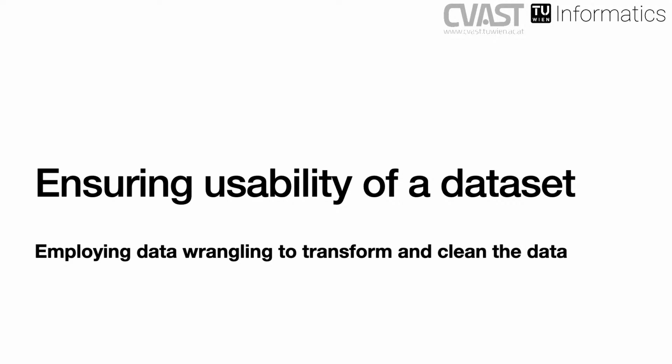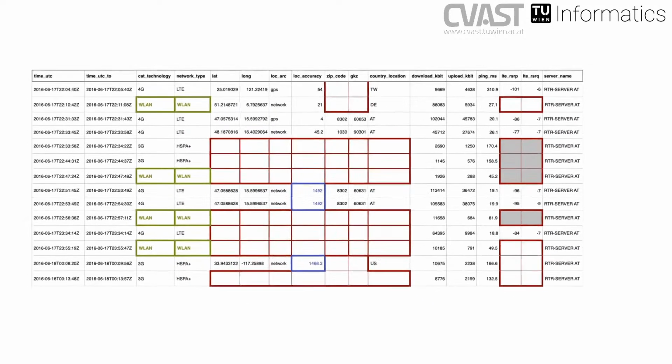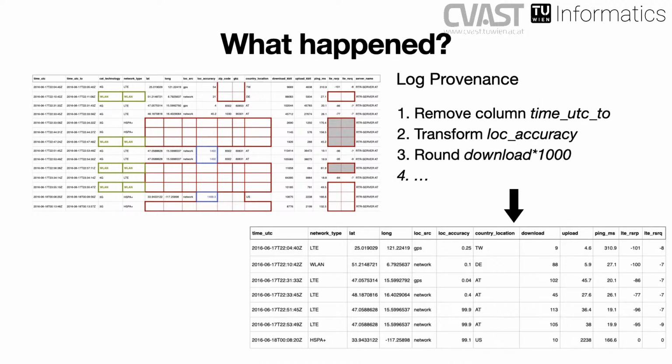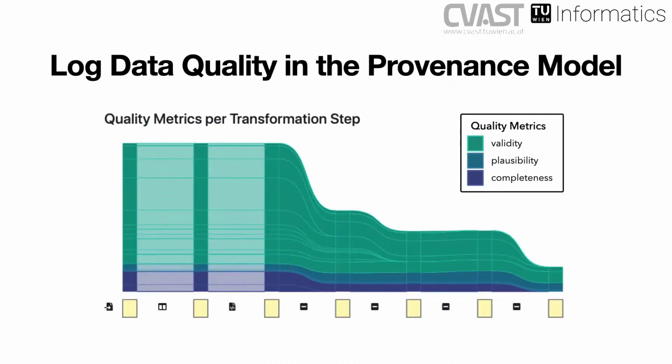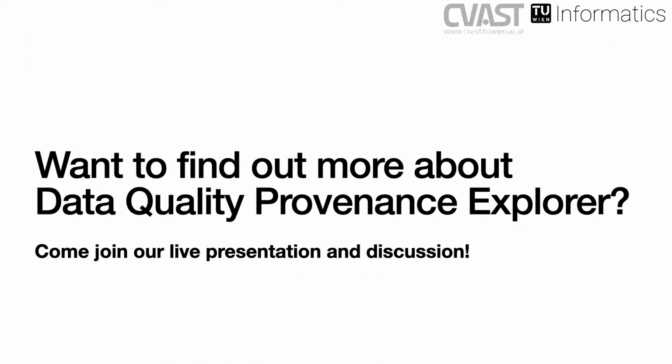Ensuring the usability of a dataset is often tied to data wrangling. We can use provenance to log the employed steps, but these alone will not give us meaningful insights if data quality was improved. We propose to incorporate data quality metrics into the provenance model. The enhanced provenance graph can be visualized to show the development of quality throughout the wrangling process. To find out more about the visualization design and the results of our evaluation, please join us during the live presentation and discussion session.